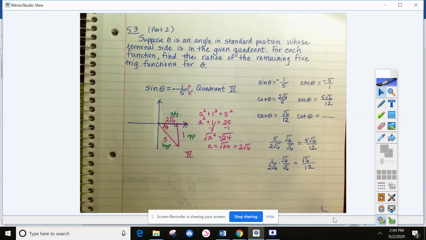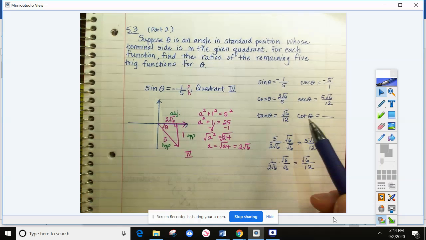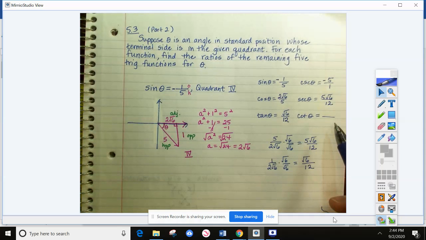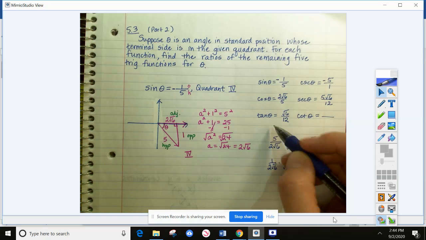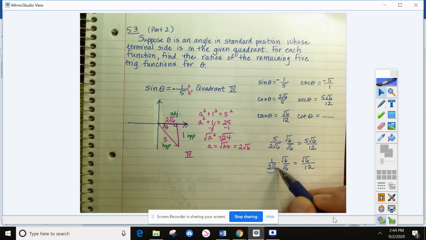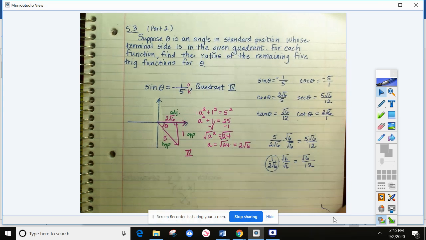Now here's what's interesting about this next one. If I were to take my tangent fraction and flip it, that would be 12 over square root 6. And that would be something else I'd have to rationalize. But what you can do is go back to this original tangent ratio we had before we rationalized it. And you can flip that instead. So that would be 2 square root of 6 over 1. So let's just do that instead. And that again would just be 2 square root of 6. You don't really need the 1.